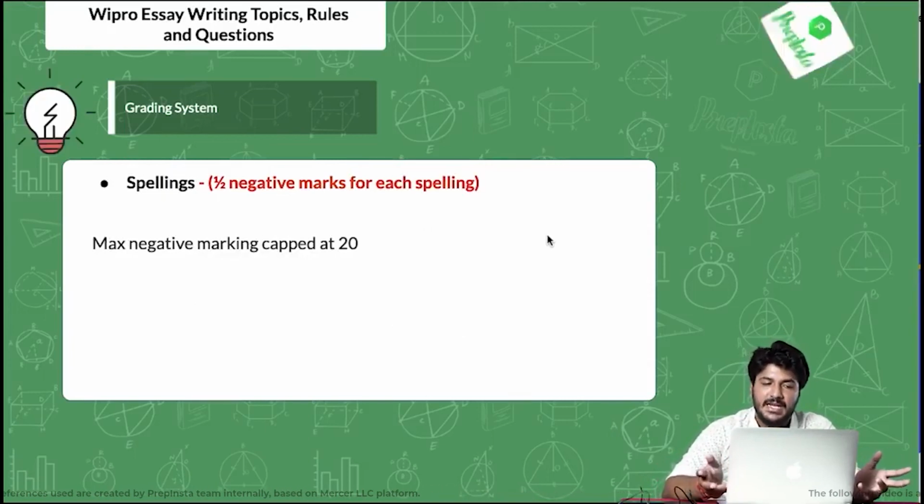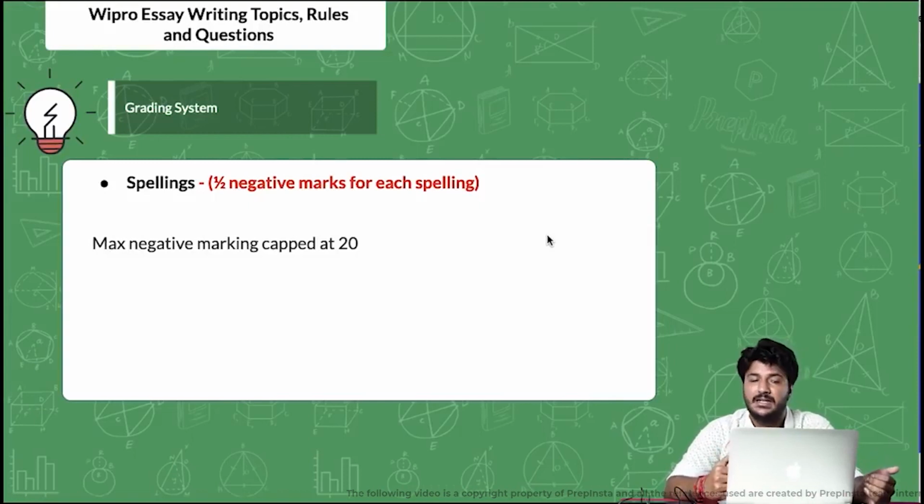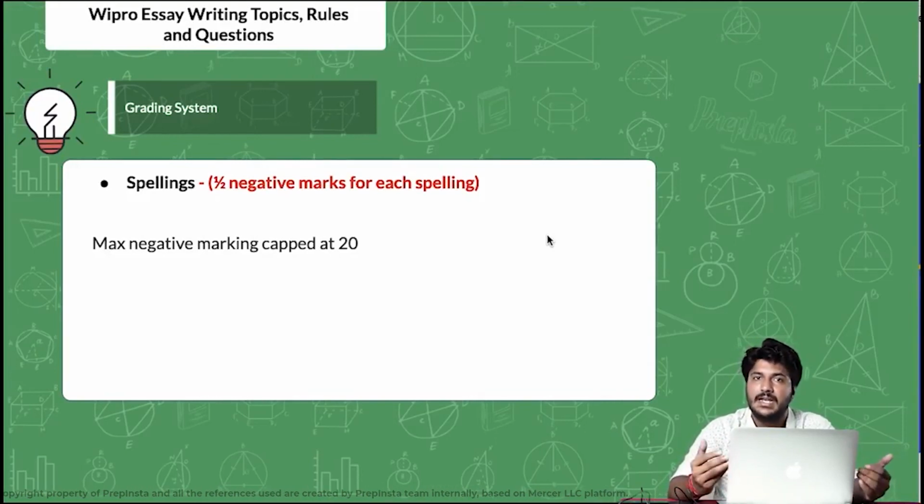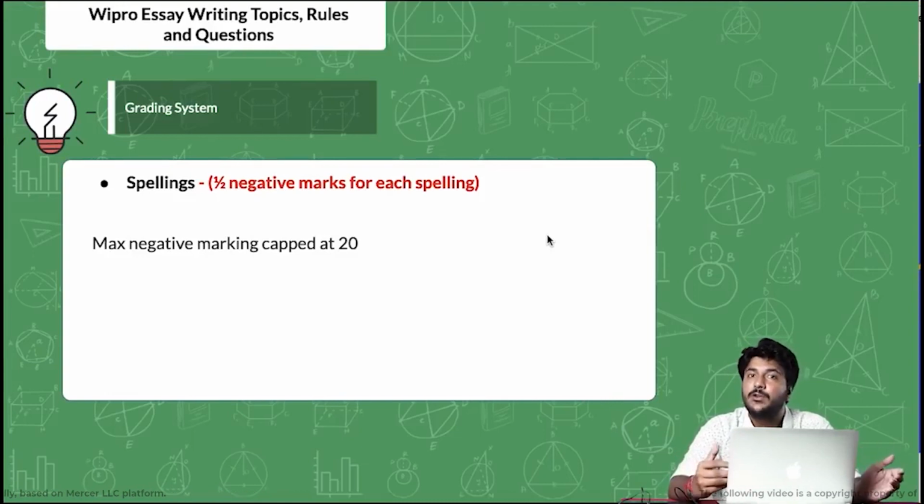So for each spelling error, the maximum negative marking for spelling is capped at -20, and for each spelling error that you make, it is -1/2 marks. What a lot of students do is use a lot of heavy, creative words, which are long, and they think that if they write a particular extravagant word, they are probably going to get good marks. However, this is not true.